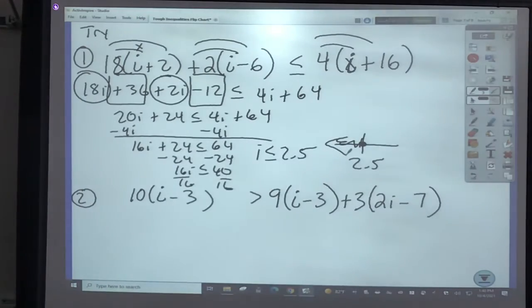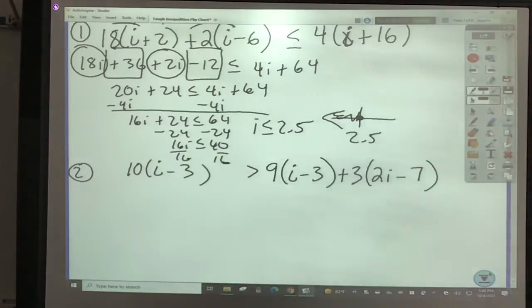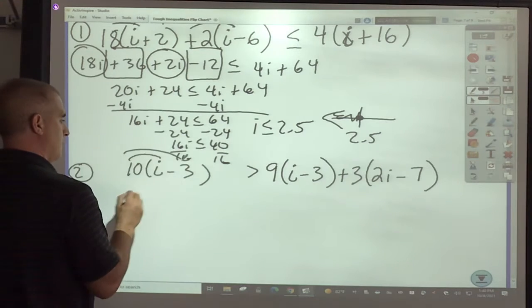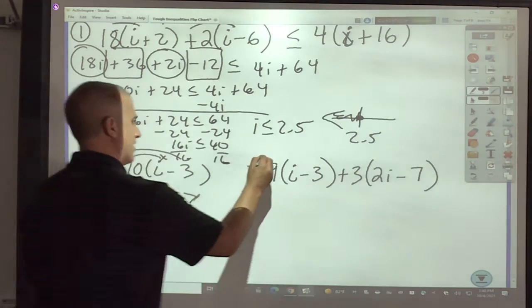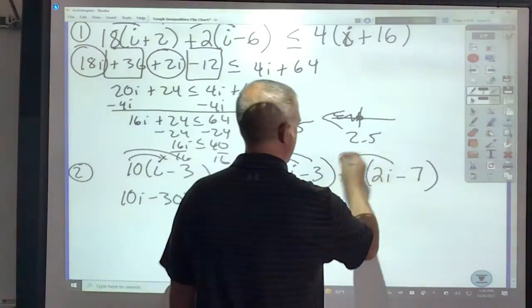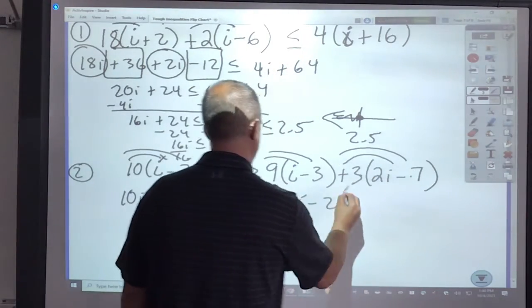Okay, all right. So you just got to really watch your like terms. This was probably one of the weaker things when we did solving equations, and we really have to watch out for it. Okay, multiply by those. That's going to be 10i minus 30. Okay, distribute that. That's 9i minus 27. 3 times 2i would be 6i. 3 times negative 7 would be negative 21.